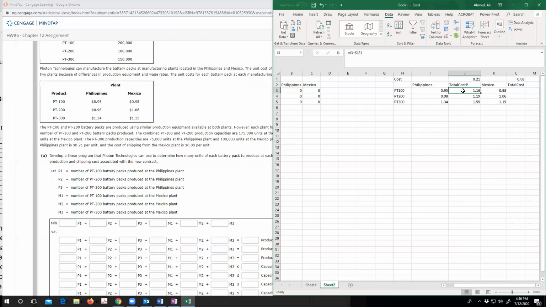So this one would be the total cost for Philippines, and this one would be this plus this product. This goes for all of them. So 0.0106 plus 0.08, yep, it's all correct. All right. I think it's just too many cells.